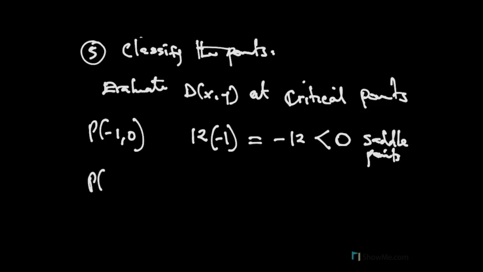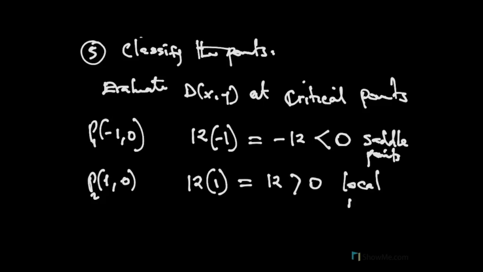So P2, which is 1, 0, we have 12 times 1 is equal to 12, greater than 0. This is a local minimum. So this is where the function curves up, or the surface curves up.